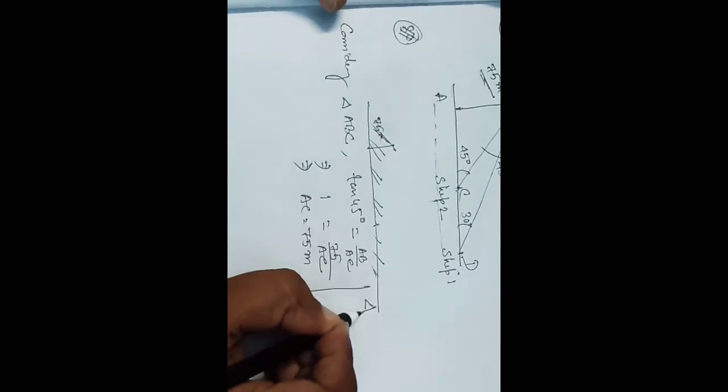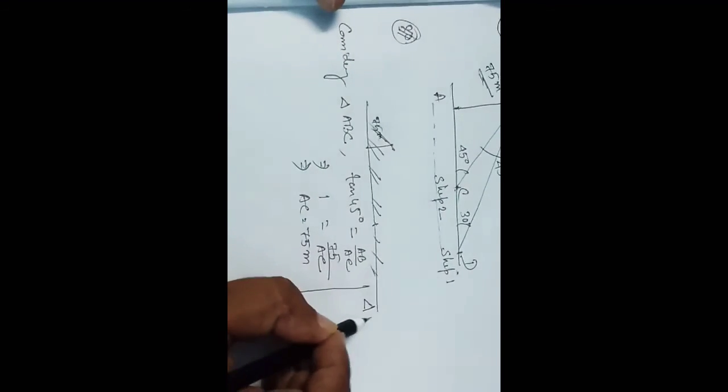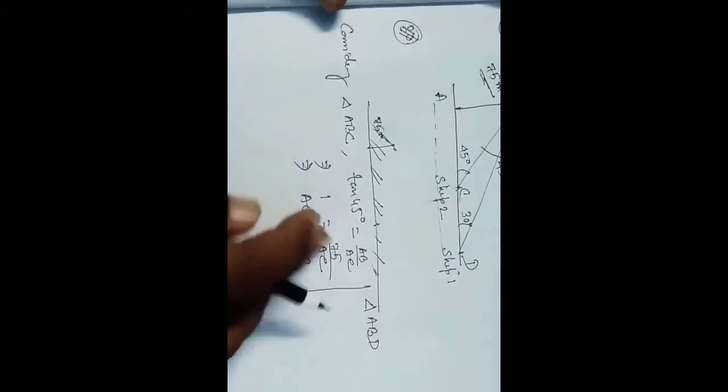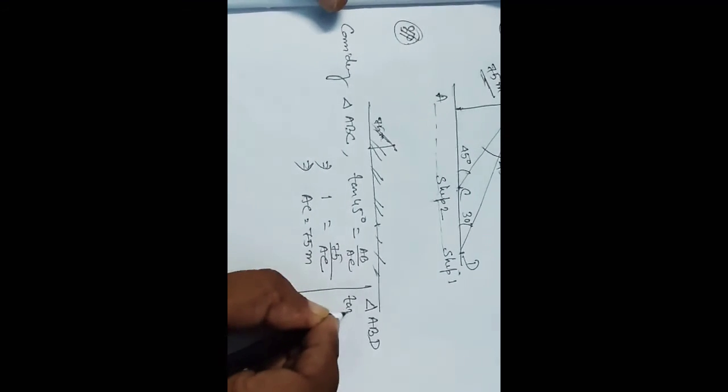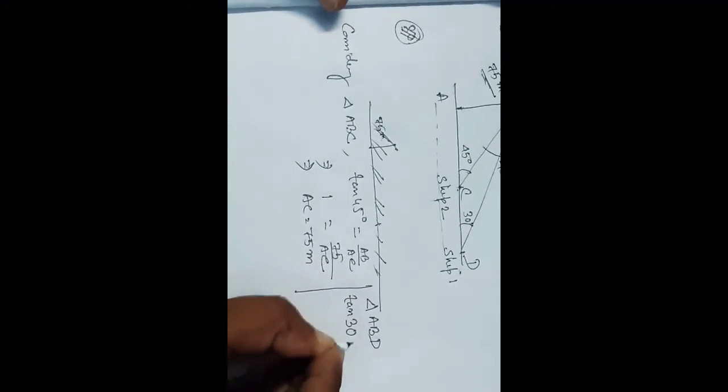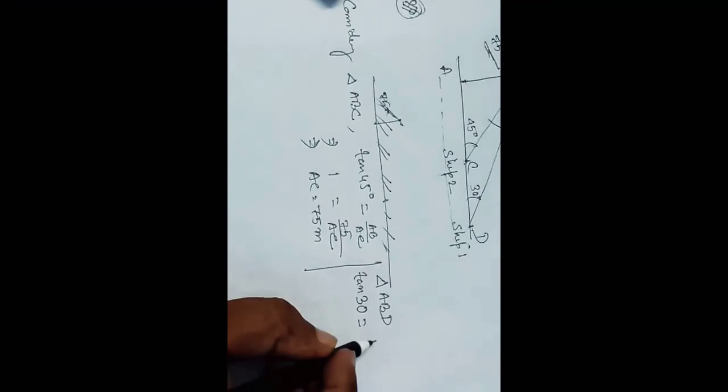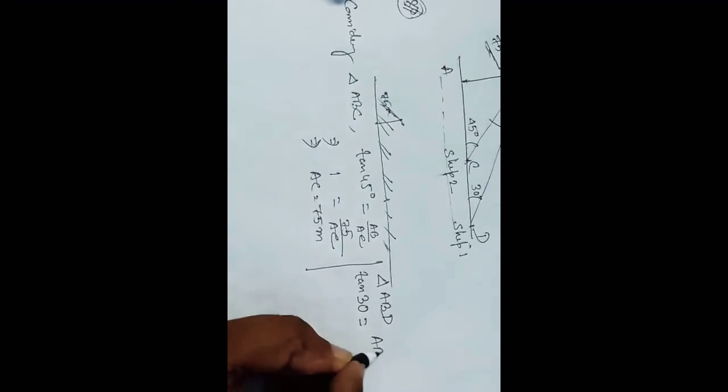Now from triangle ABD, tan 30 is equal to AB by AD. That equals, tan 30 means 1 by root 3 is equal to AB, AB means 75 by AD. So AD is equal to 75 root 3 meter.